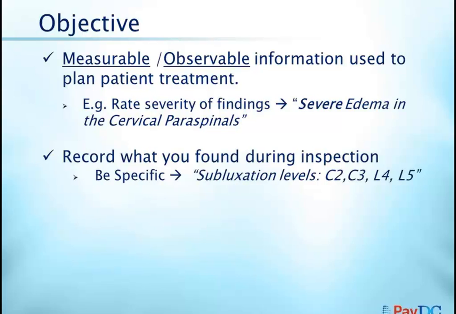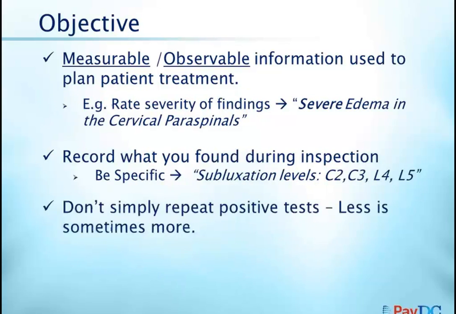Other carriers are starting to require it, and even if they don't, the auditors still look for it. So keep this stuff in mind. It's just really easy. If you're going to circle it or however you're doing it, I would identify the specific levels. And don't just simply repeat positive tests. Sometimes I see a lot of fluff out there, and fluff is not good. I've seen some notes that are 3 pages long for one data service.